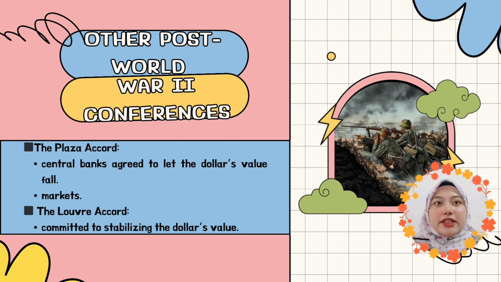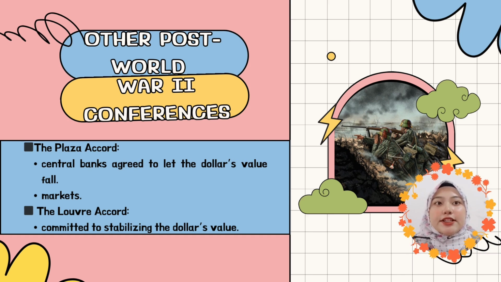Beyond the initial Bretton Woods framework, several other significant conferences and agreements shaped the post-World War II international financial system, particularly in managing the US dollar's role. Two notable examples are, first, the Plaza Accord of 1985. This agreement was a coordinated effort by the central banks of the G5 nations: France, West Germany, Japan, the United Kingdom, and the United States.